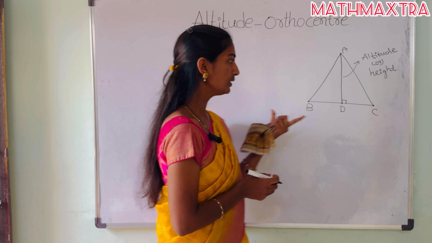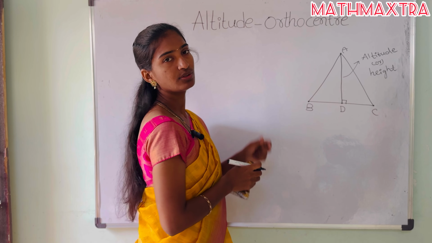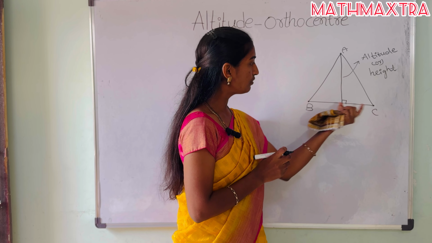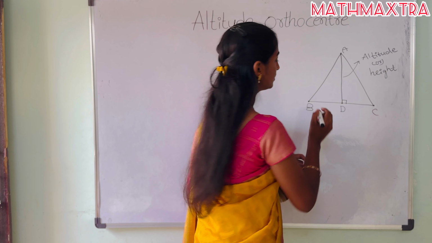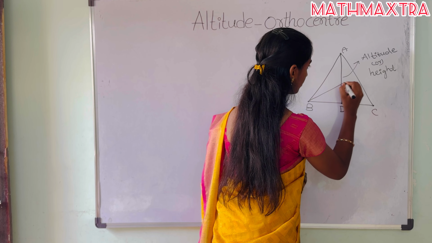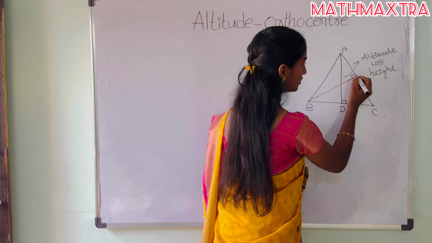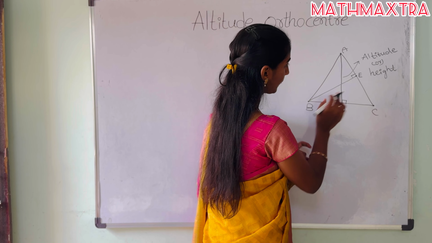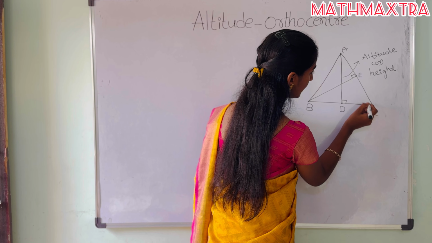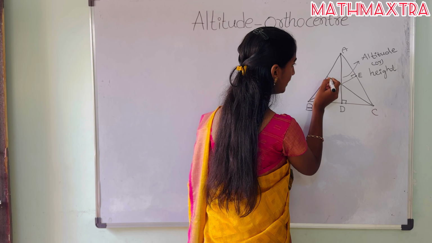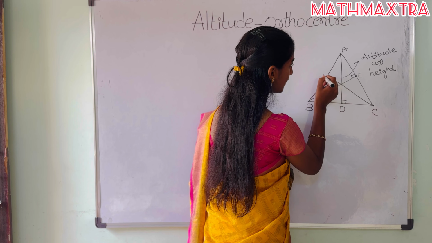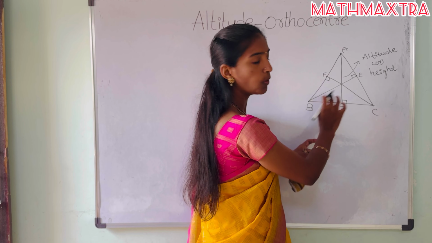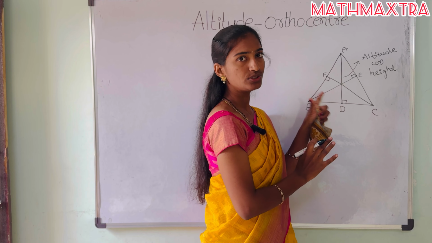Next, what is an orthocenter? In the triangle, if you draw all three altitudes, see, I am drawing one more altitude through vertex B. This is the foot of the perpendicular E. And I am also drawing one more perpendicular, this is F, CF altitude. So I have drawn all three altitudes in a triangle.